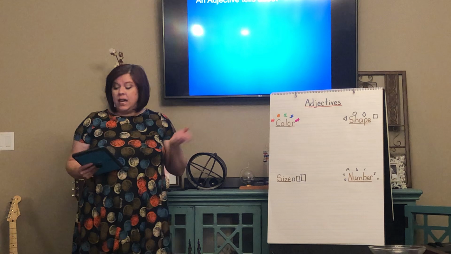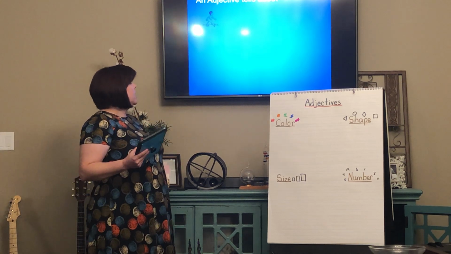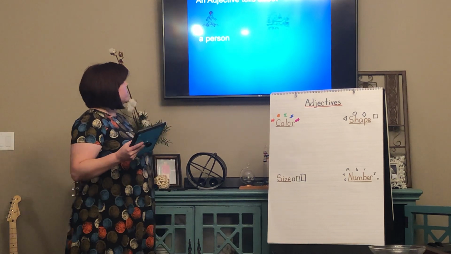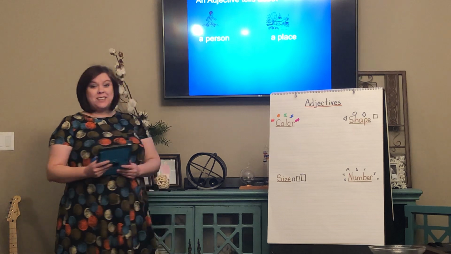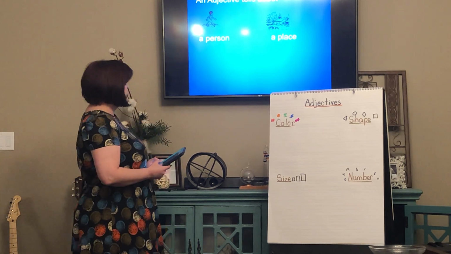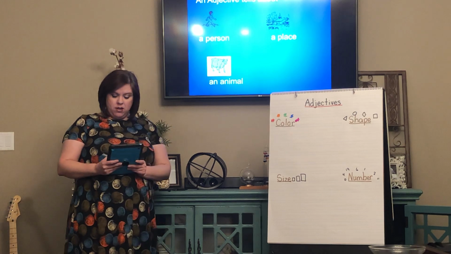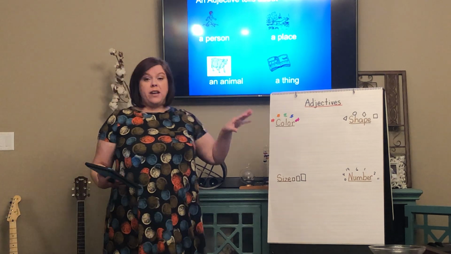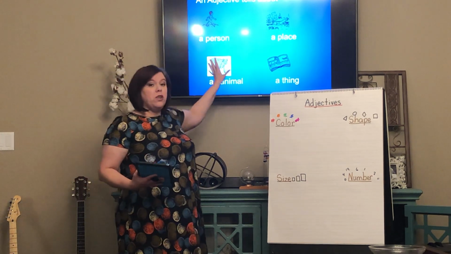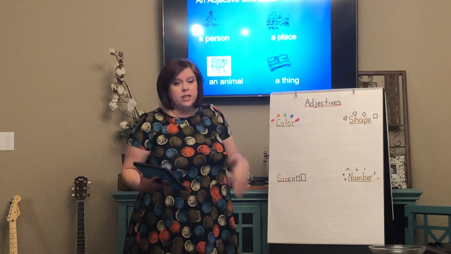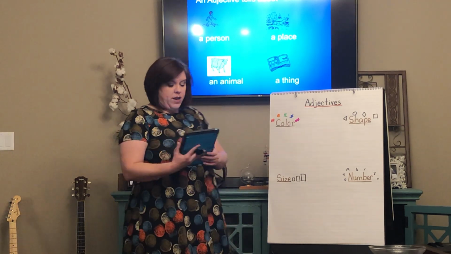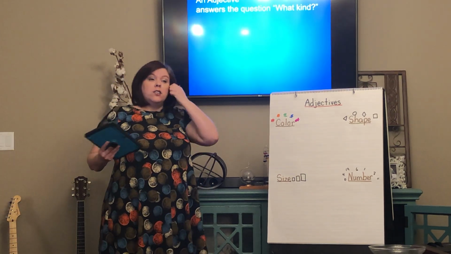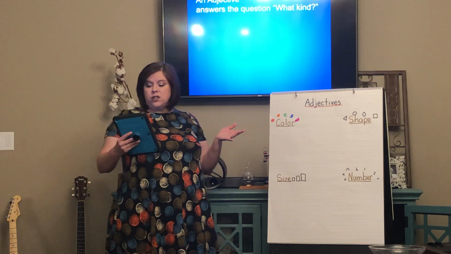An adjective will tell us more about a person, a place, sorry my PowerPoint's a little slow today, an animal, or a thing. So we recognize these, a person, a place, an animal, or a thing. Those are nouns. And so an adjective is going to tell us about these nouns, okay? They're going to describe the nouns. It's going to tell us more about the nouns. It gives us more information. An adjective answers the question, what kind? So if you're trying to find what the adjective is in the sentence, ask yourself, what kind?